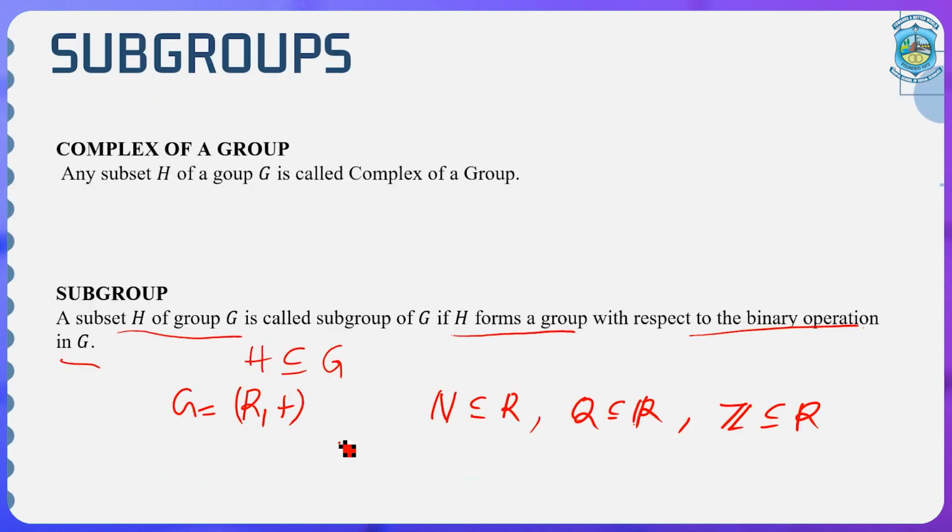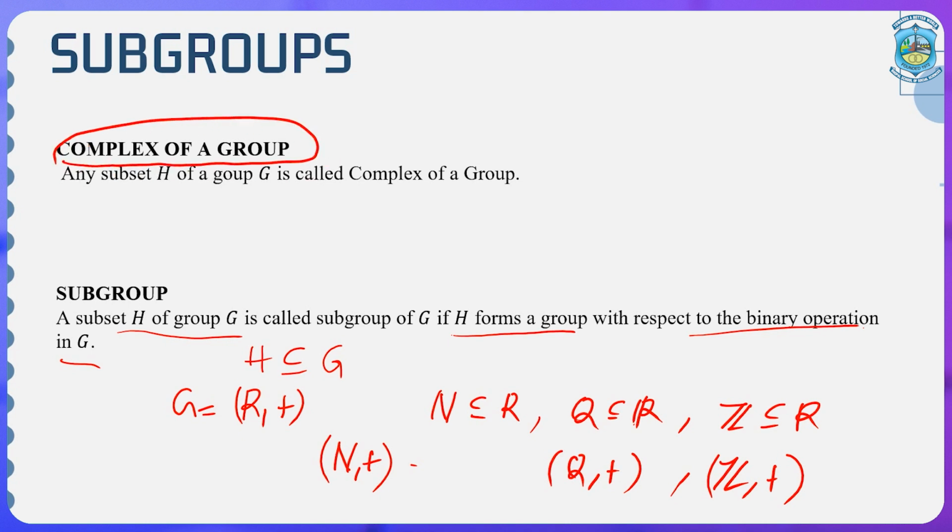So, now see N plus. Does this become a subgroup? No, we have already seen this in the last slides. Only Q plus and Z plus, among these three, are the examples of subgroup. Now, what about complex of a group? Any subset H of a group G is called a complex of a group.